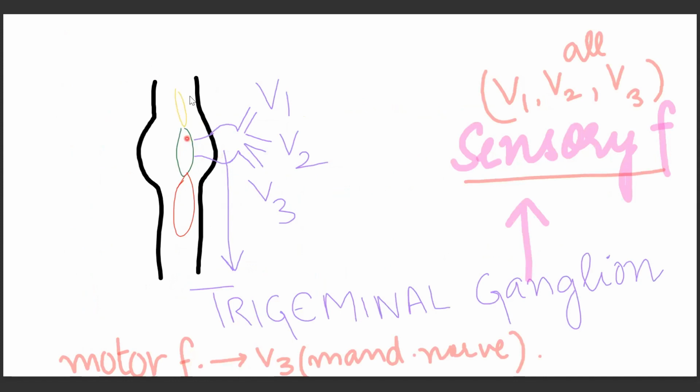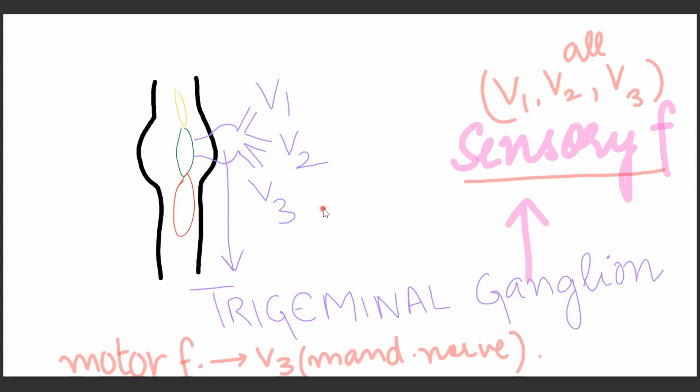After passing through these three nuclei, majorly at the level of the pons, it passes through the trigeminal ganglion. This is the trigeminal ganglion, and there it further gives the first, second, and third branches. First is the ophthalmic branch, second is the maxillary branch, and third is the mandibular branch. So these are the three branches.